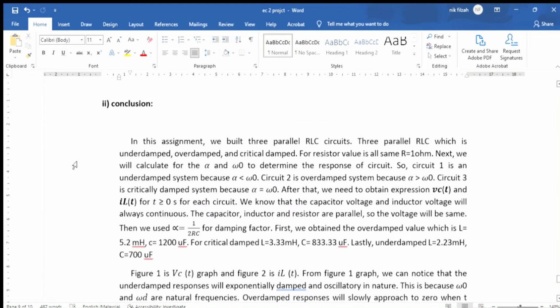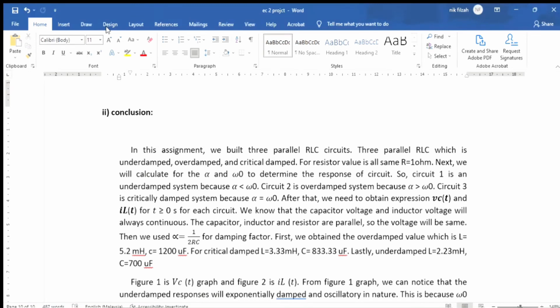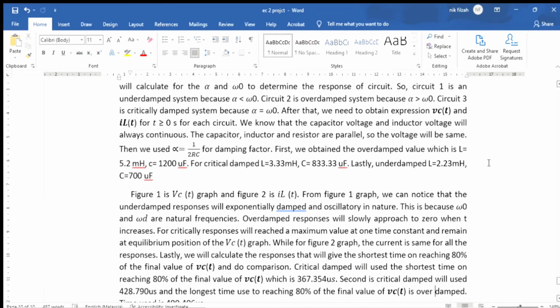Okay, so for the conclusion, in this assignment, we built 3 parallel RLC circuits, which are underdamped, overdamped, and critical damped. The resistor value is the same for all, which is R equal to 1 ohm. Next, we calculate the alpha and also the omega to determine the response of the circuit. So circuit 1 is an underdamped system, circuit 2 is an overdamped system, and circuit 3 is a critical damped system. After that, we need to obtain the expression of VCT and ILT.